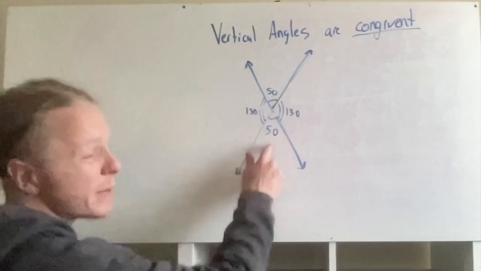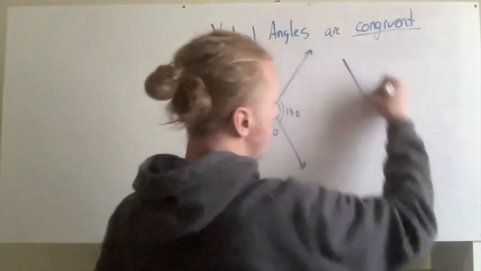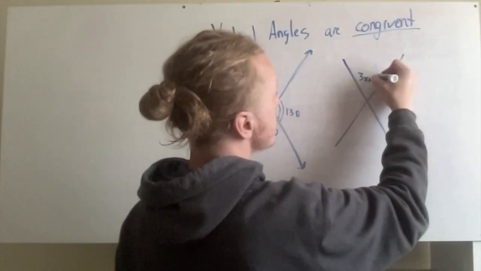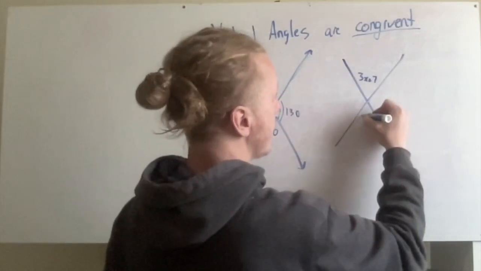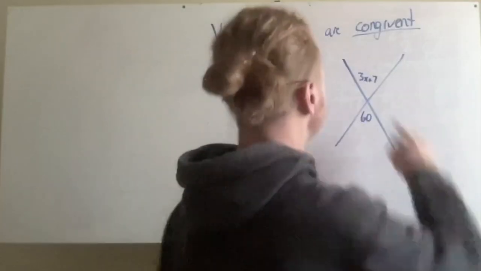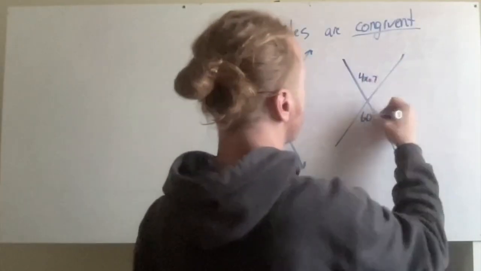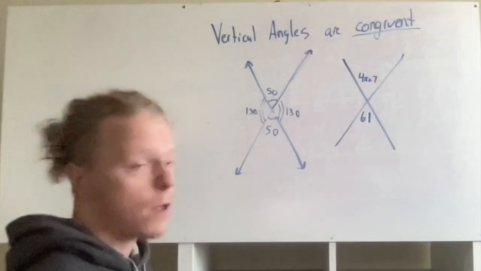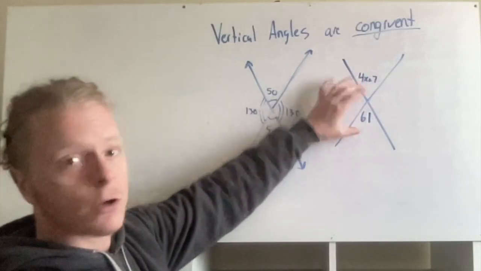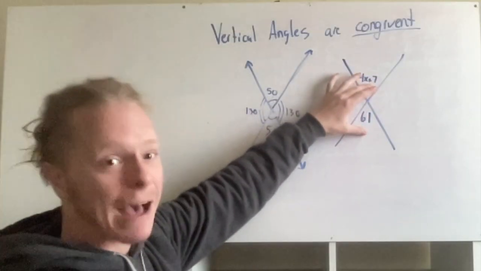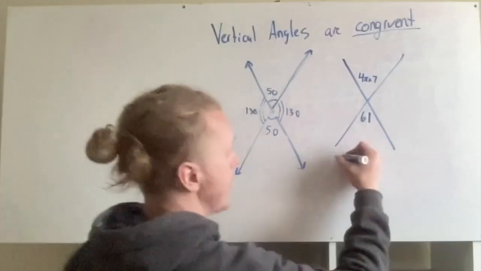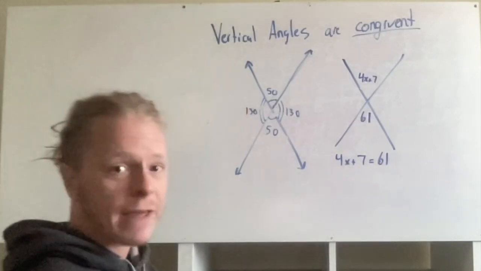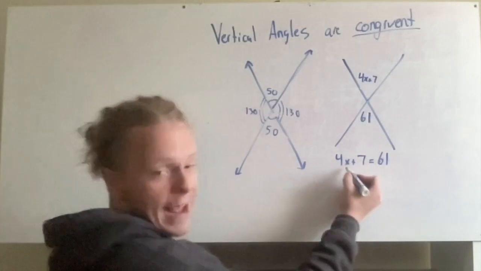Okay? They can actually give you a problem like this where they force you to do some algebra. So they could say something like this: 4x plus 7, and then they say this is equal to 61, for instance. Well, because these are vertical angles, we know that they must have the same value, which means I can write an equation. I can put them equal to each other: 4x plus 7 equals 61. And then from here we can just use algebra to solve for x.